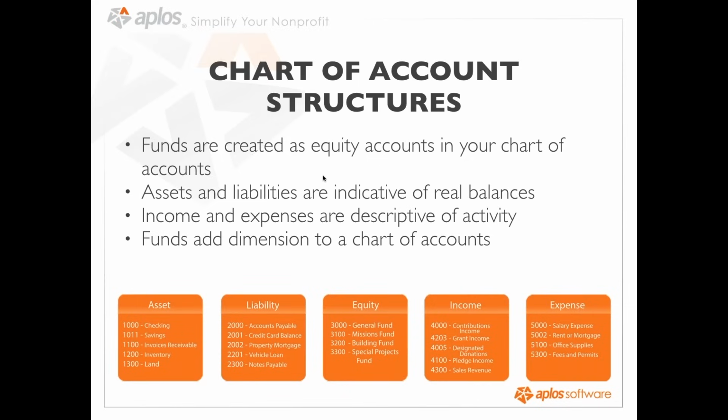Great, but no one wants to see that. They always want to see more detail for a number of reasons. First of all, how did you get that $100,000 and what did you spend your money on? So income and expenses are descriptive of activity.